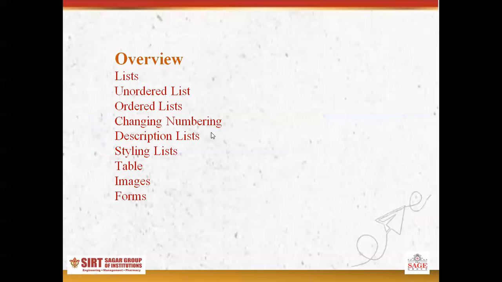Here is the overview of the content which we are going to learn. List, types of list, ordered list, unordered list, changing numbering, description list, style list, table. Then we are going to see image, form. Now we start with the list.